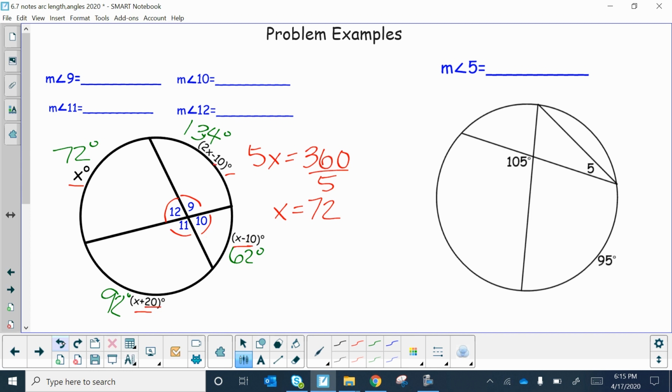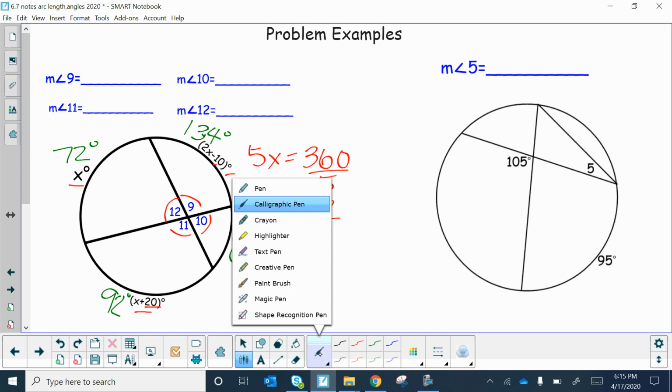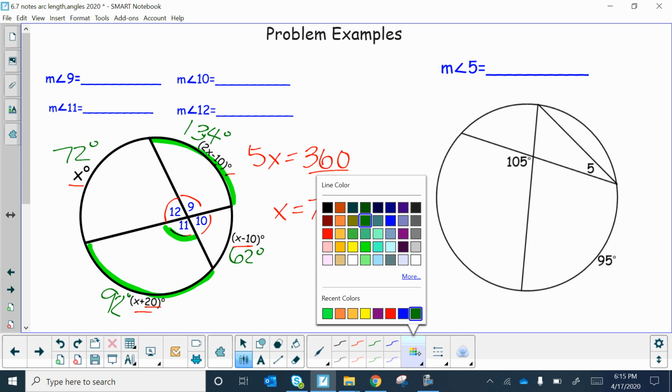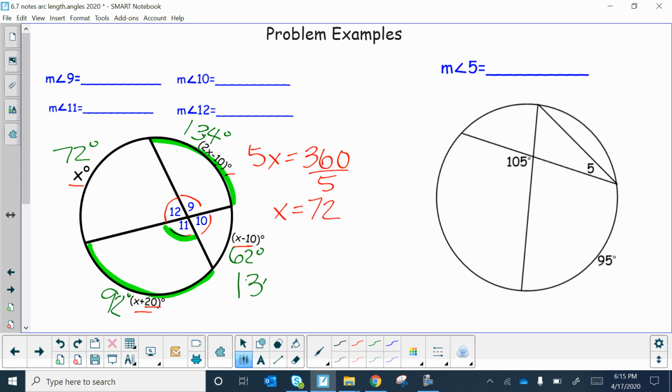Okay, the way they're related is, and I'm going to get the highlighter, this is the conjecture we just talked about. This angle right here that I highlighted in green is related to this arc and this arc right here. Okay, so what do we do with those 2 arcs? Well, we need to take the average of those 2 arcs. So we take 134 plus 92 and divide it by 2, and that's going to equal angle 11.